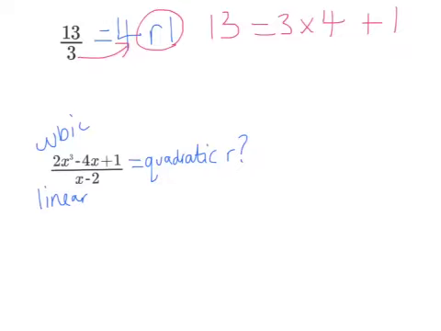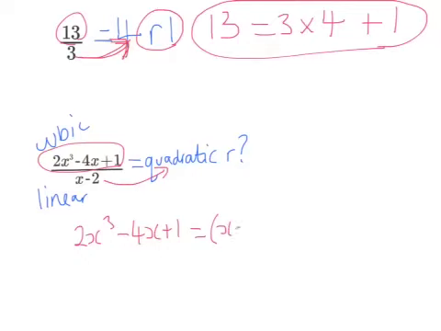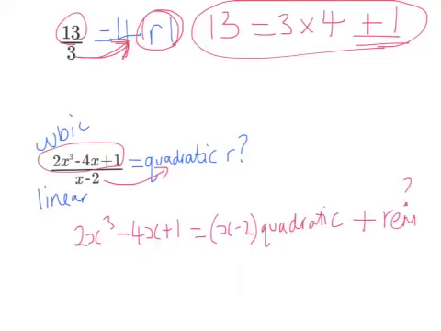If we write exactly the same statement out as we wrote up here, we end up with 2x cubed minus 4x plus 1, that's the same as my 13 on the top, equals, I did 3 times 4, so I'm going to do x minus 2 times my quadratic. I don't know what my quadratic is. And then I plussed on the remainder. I don't know what my remainder is, so I'm just going to write remainder, and put a question mark like so.